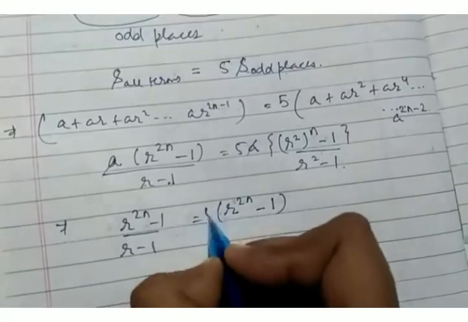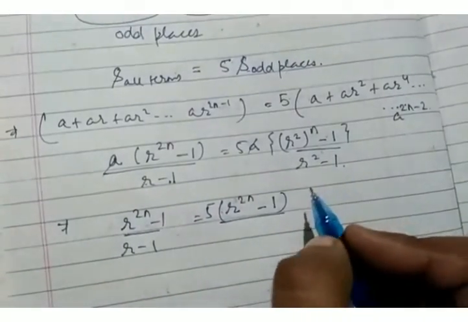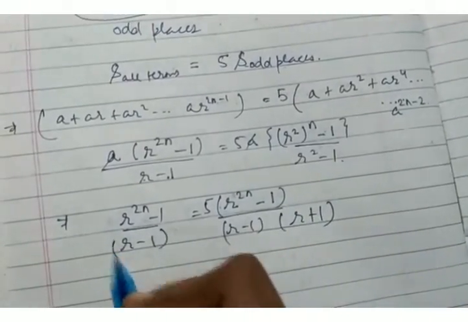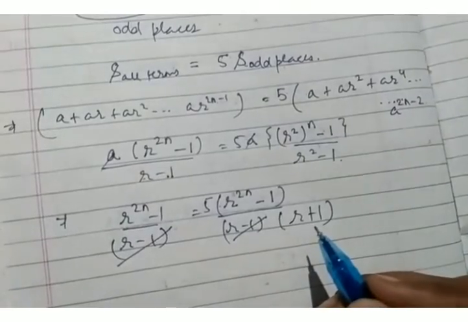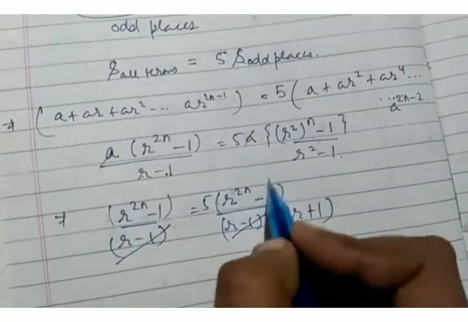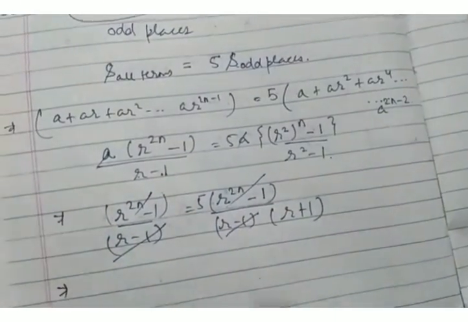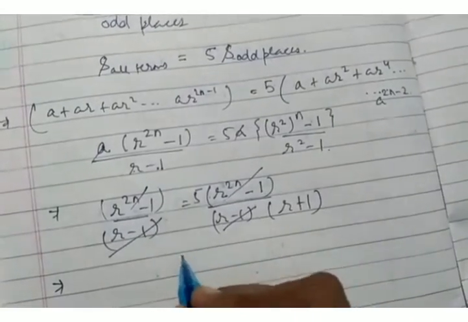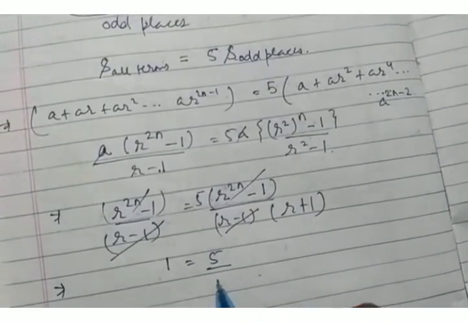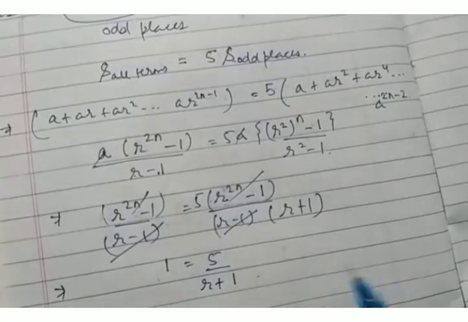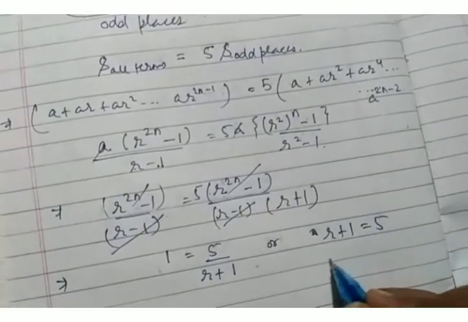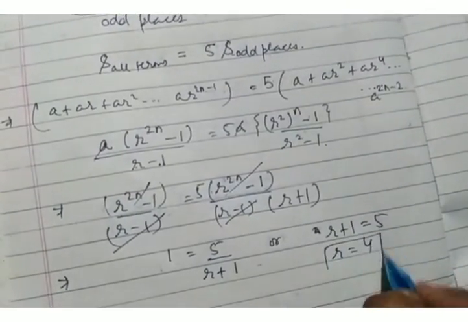minus 1 into 5 upon r square minus 1, which can be written as r minus 1 into r plus 1. So the r minus 1 terms are cancelled. This side also we have r raised to the power 2n minus 1, and that is also cancelled. So we can cross multiply and we have 1 equals 5 upon r plus 1, or r plus 1 equals 5, that is r equals 5 minus 1, that is 4.